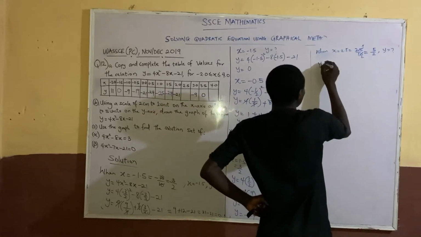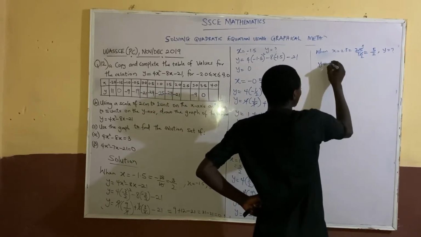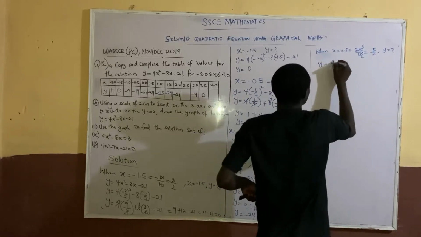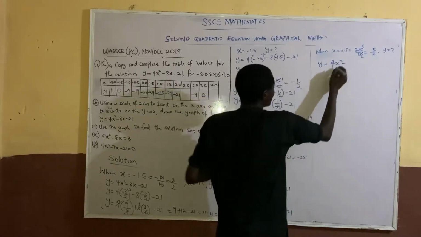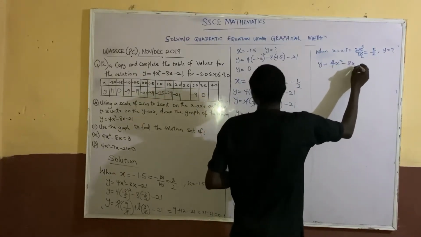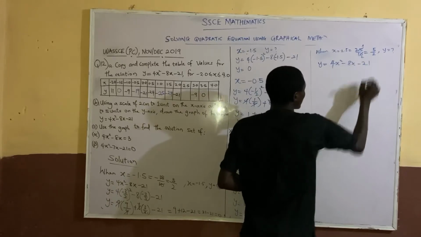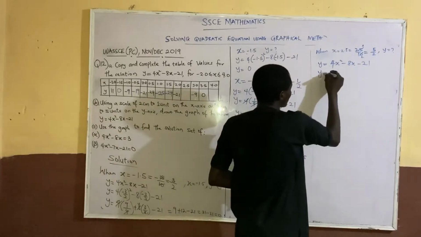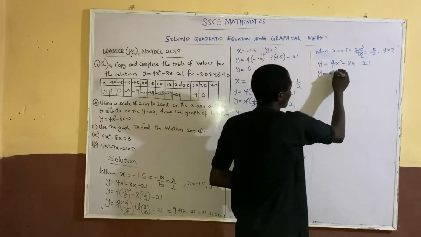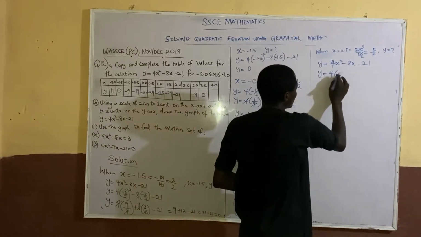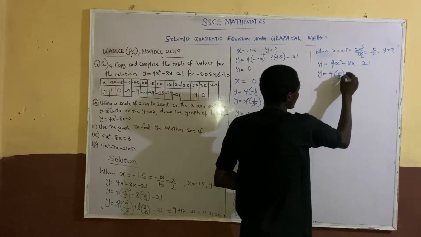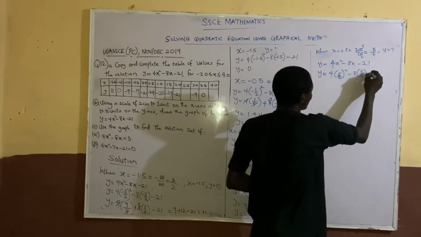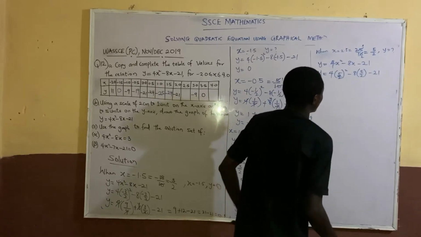So knowing that our relation is 4x squared minus 8x minus 21, don't forget. So substituting x, which is 5 over 2: y equals 4 times 5 over 2 all squared, minus 8 times bracket 5 over 2, minus 21.